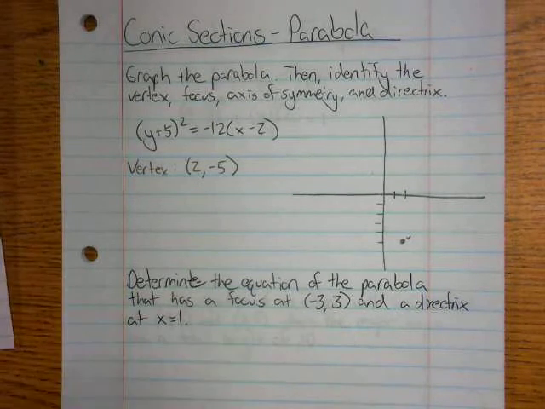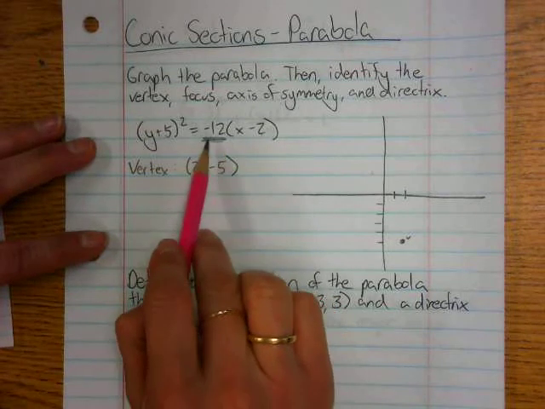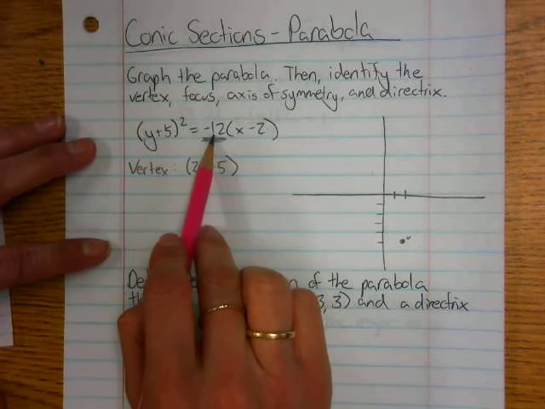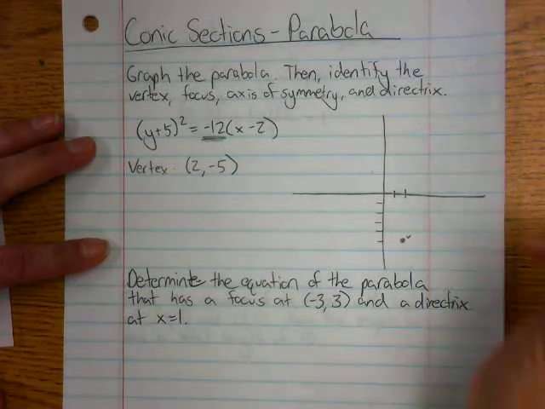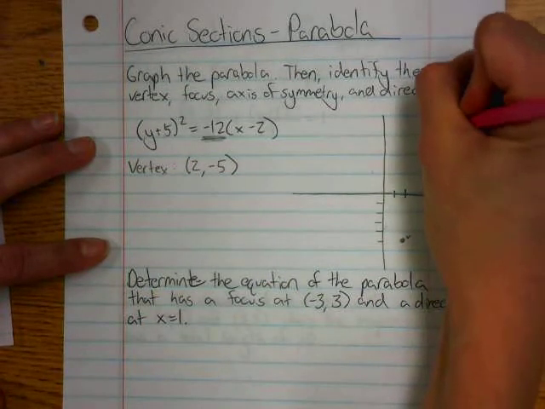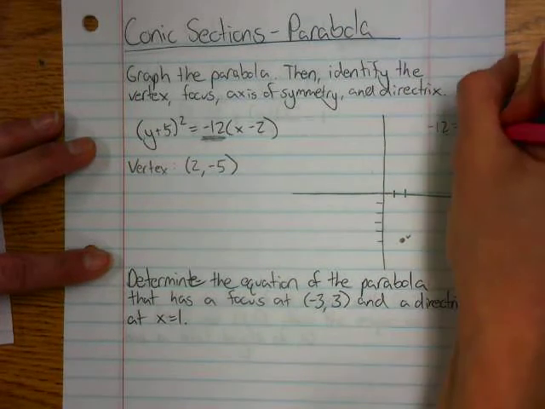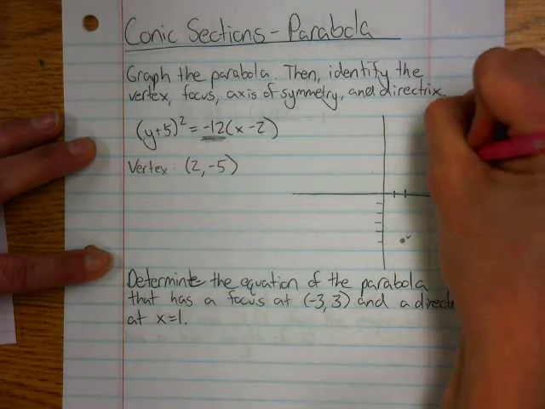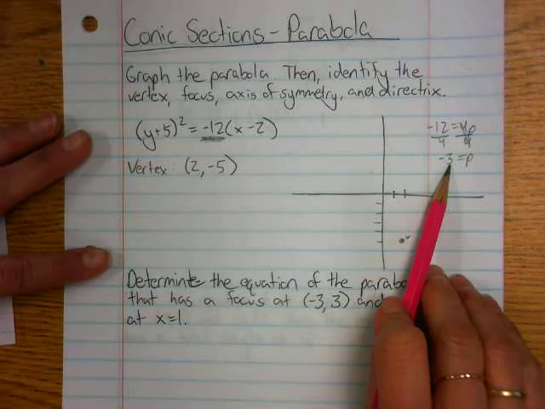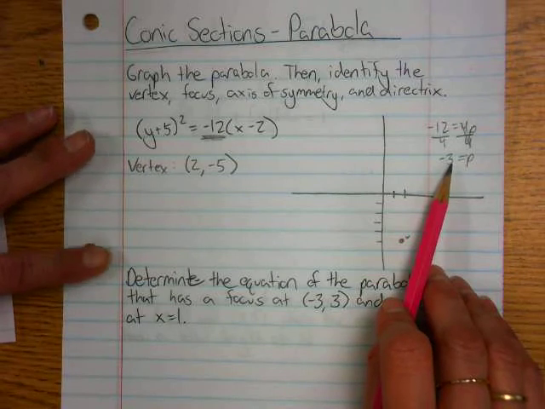All right, next up, the important part about my equation right here is this is what we call 4p. And p is the distance from the vertex to my focus. So if I take that negative 12, and I know that that's equal to 4p from my standard form of the equation, if I solve for p, then that means p would equal negative 3. So that tells me that my focus is 3 away from the vertex, and since it's negative, it's either 3 backwards or it's 3 down.